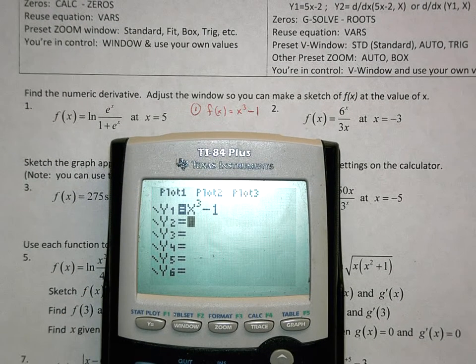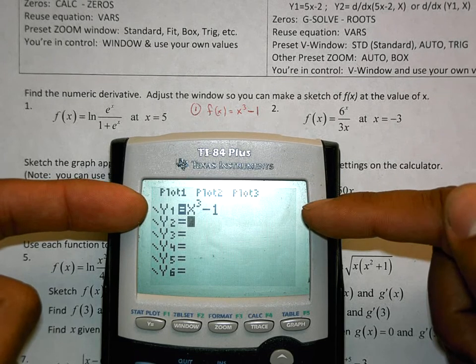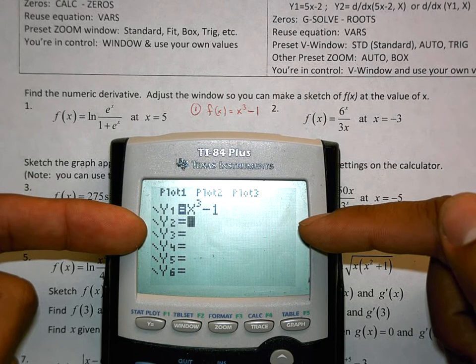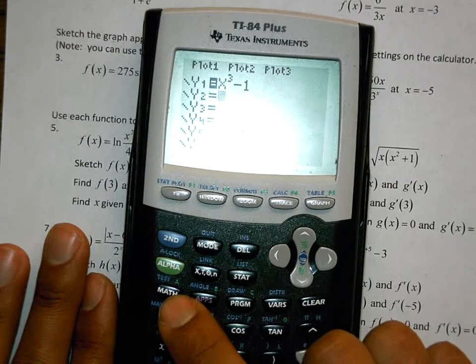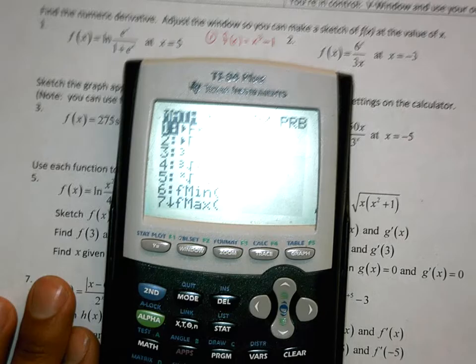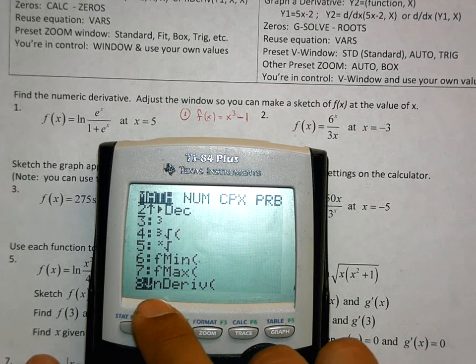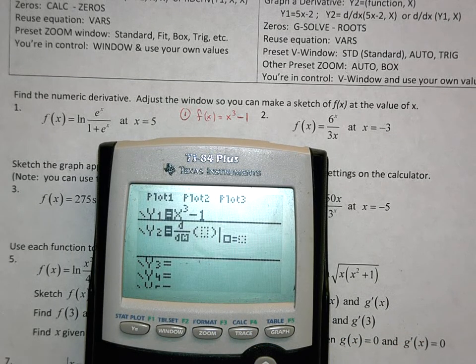Now that's going to be my first equation. That's my first line that I'm going to graph, x to the third minus 1. The second graph that I want to graph is the derivative of it. So to get to that, I'm going to press math, which is right underneath the alpha key. Underneath the math, the number 8. I can either scroll down until I get to nDeriv, but I can press 8 and it will bring up a derivative key.